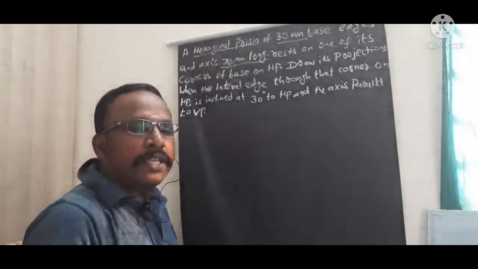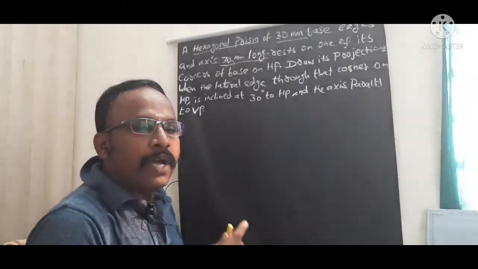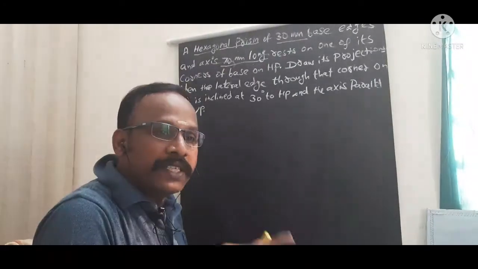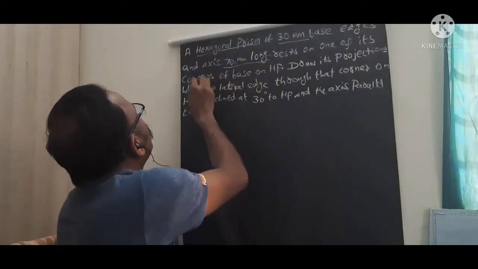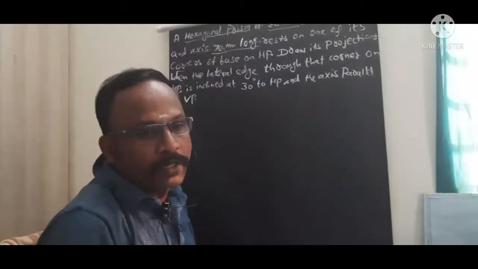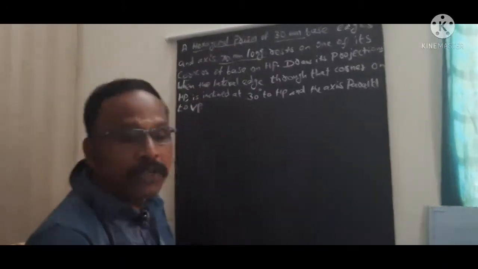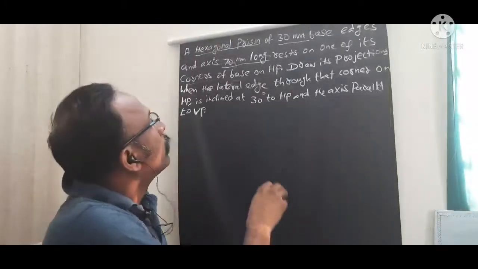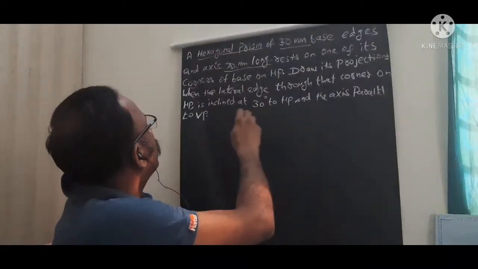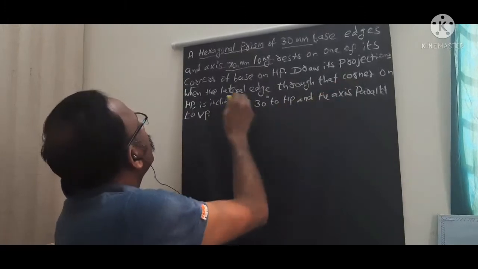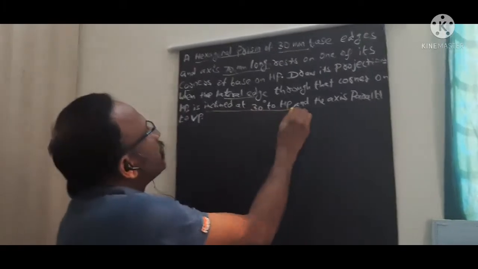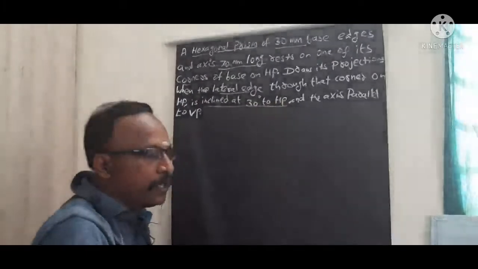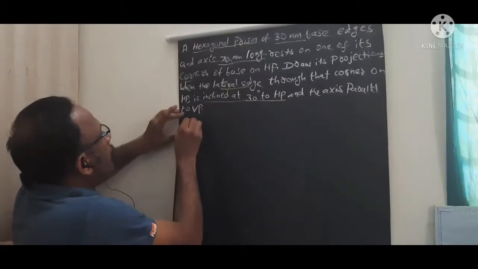Here an important thing is given: we can find out whether it is a type 1 or type 2 problem, and also whether it is case 1 or case 2. Resting on one of its corners is what we call case 1. I will show how we are going to solve this problem. And is it type 1 or type 2? When the lateral edge is inclined at 30 degrees to HP, so inclined to HP, this is the type 1 problem.